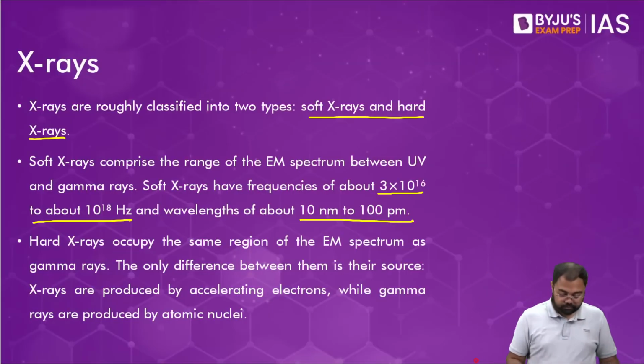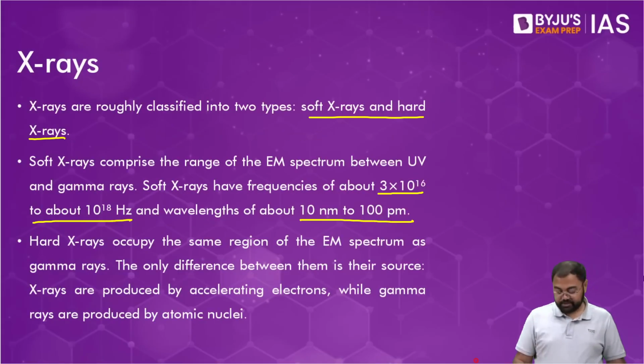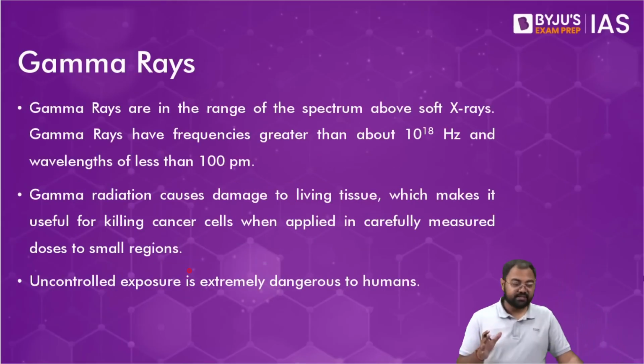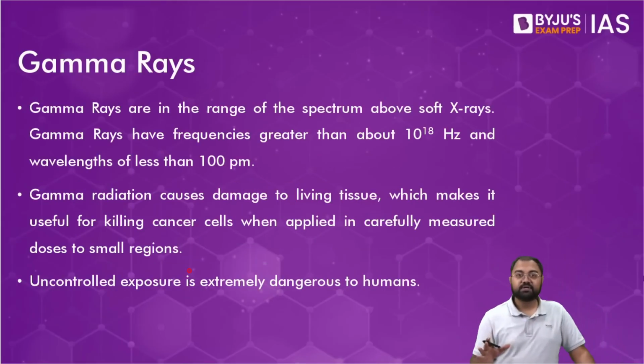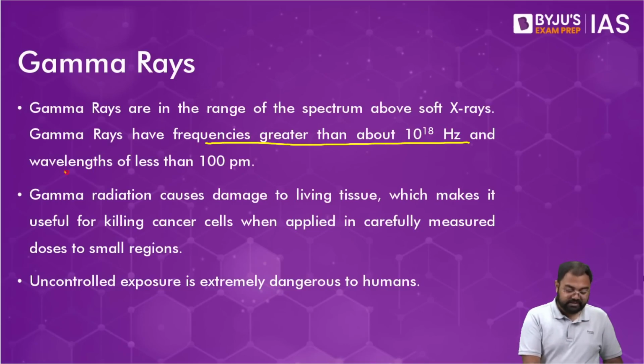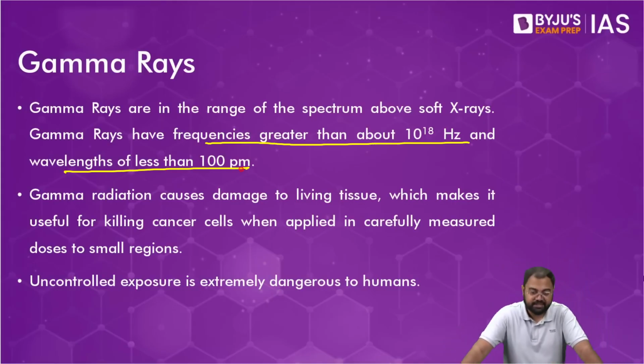So that's what we see with X-rays, and that's basically the soft X-rays. Then we have gamma rays, and the hard X-rays and gamma rays basically have the same electromagnetic spectrum. Frequencies are greater than 10 to the power of 18 hertz, and wavelengths are less than 100 picometers.